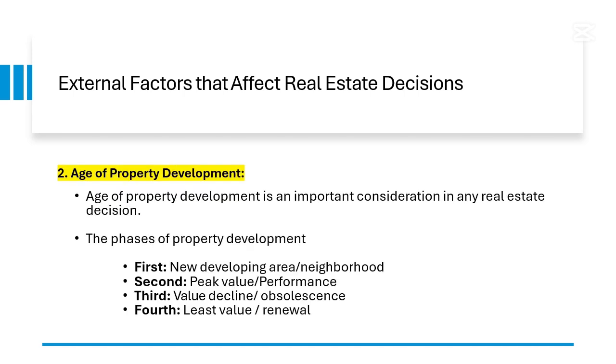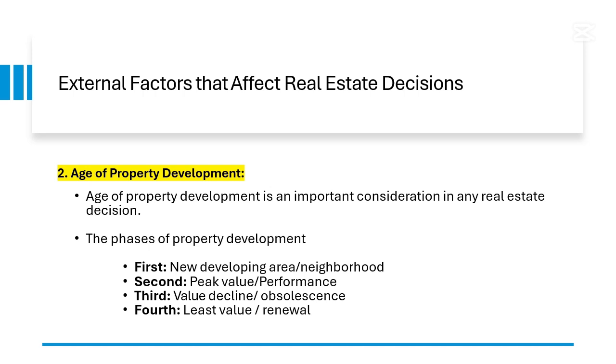Next is age of property development. Age of property development is an important consideration in any real estate decision. Properties go through different phases of development, each affecting their value, performance, and usability. So, the phases of property development are: first, new developing area or neighborhood; the second is peak value or performance; third is value decline and obsolescence; and fourth is least value or renewal. So let's explore a little further.